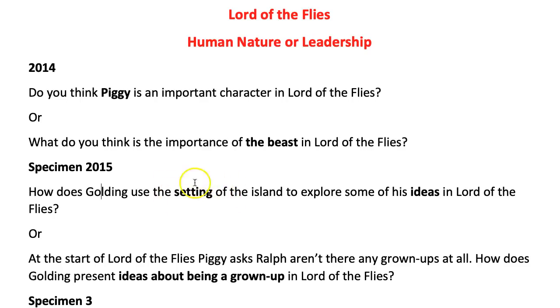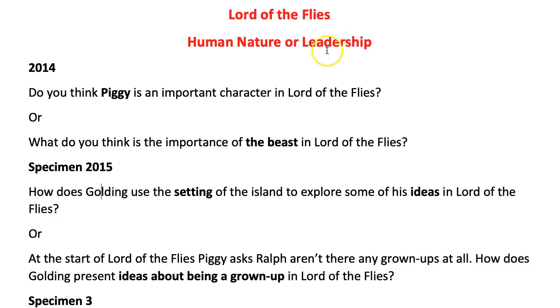Top ability students will have spotted some gorgeous descriptions of setting, but you don't have to, because really what you're asking yourself is, okay, Mr. Salles tells me this is really a question about human nature or leadership. Okay, well, let's think about where all the moments of leadership happen, and then I'll ask myself why Golding set it there.